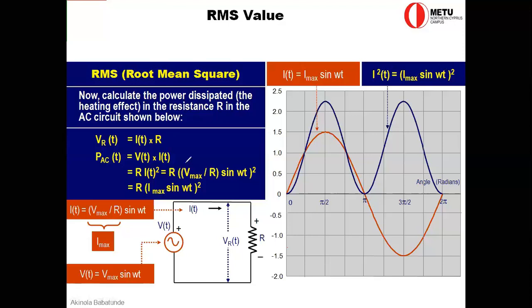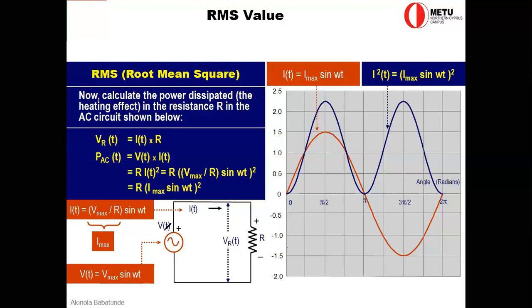Don't forget, I max would also be equal to V max over R. If you put that in and square it, you're going to have V max squared over R squared, which gives us our I max squared. So you can replace that and put I max here. You can see you have the power in the AC cycle equal to R multiplied by I max sine WT squared. So in this particular circuit, this is what you have when we're talking about the AC circuit.